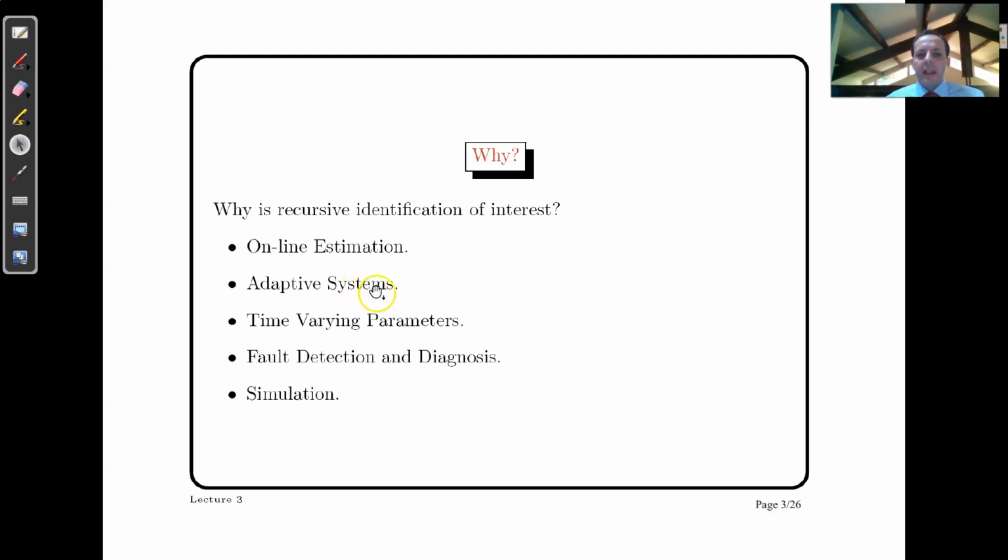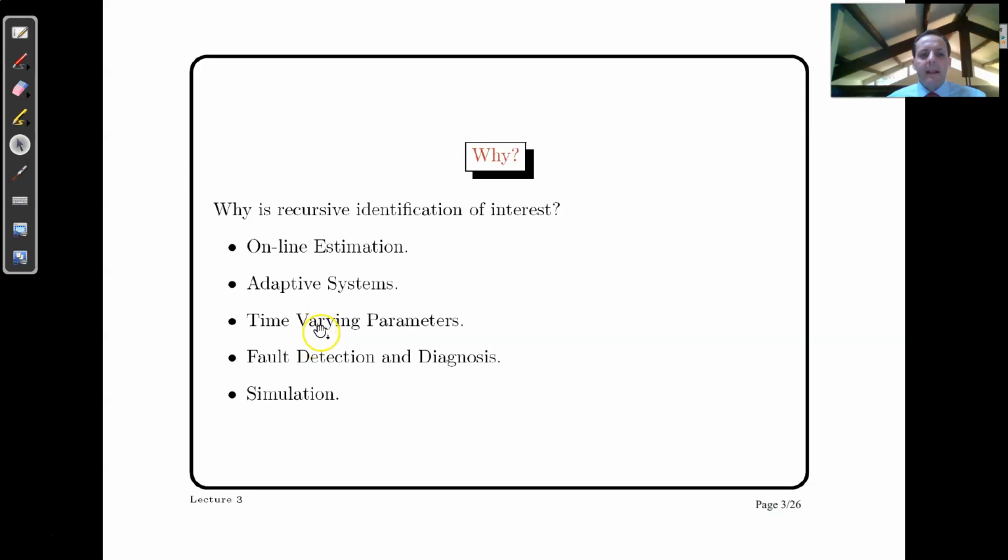The second is that perhaps, as for the case of this course, you intend to develop an adaptive system or an intelligent system. So with this need of adaptation, of course, you need to continuously adapt with respect to the changing of your system. So again, you need something that continuously estimates the parameters of your model.